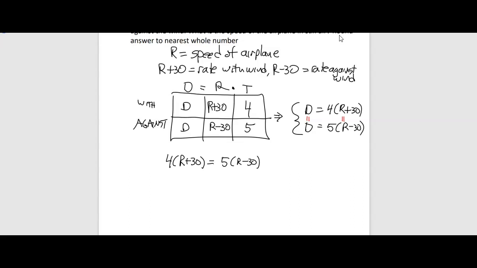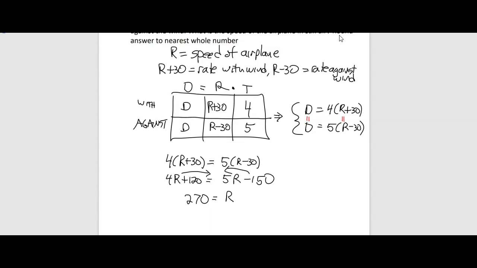So we distribute. That would be 4r plus 120 equals 5r minus 150. If I move the r to the right, 5r minus 4r would be r. And I move the number to the left, adding 150 to 120 gives me 270.